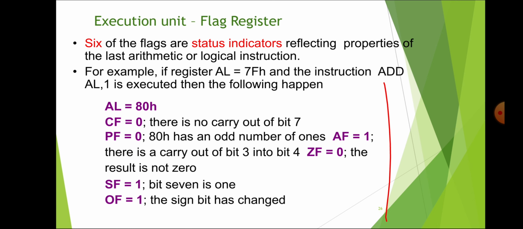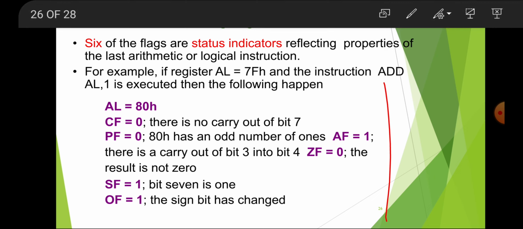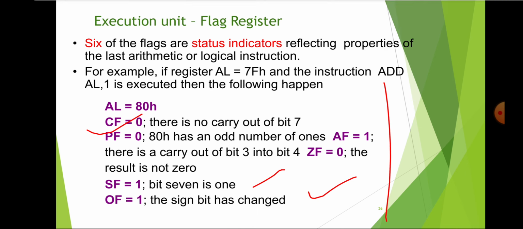After the add, CF is equal to 0, there is no carry out of bit 7. PF is 0, as the result has an odd number of ones. AF is equal to 1, there is a carry out of bit 3 into bit 4. ZF is equal to 0, the result is not 0. SF is bit 7, which changed. So when a carry is generated, the flag register bit is set to 1.